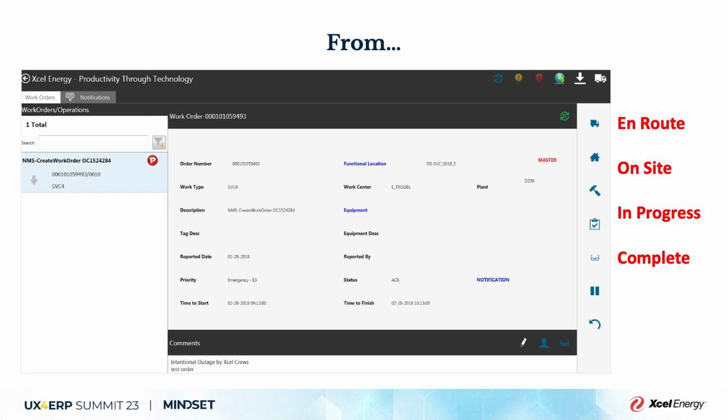And so as a part of doing this work, the driver would have to enter some information, would have to say they're en route, on site, in progress, and there were improvement areas that could be seen there versus previous solutions.